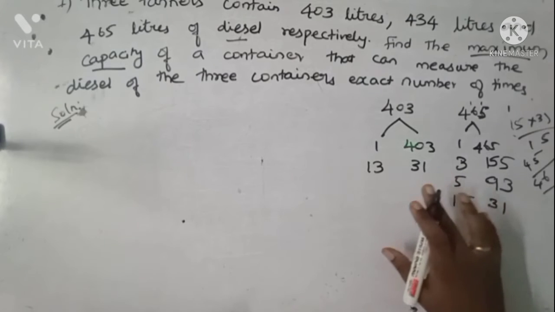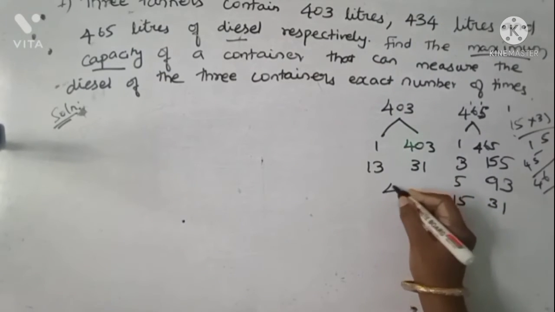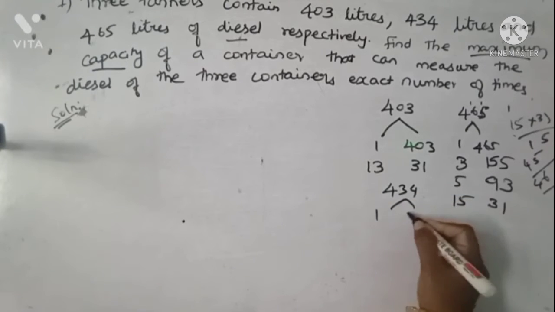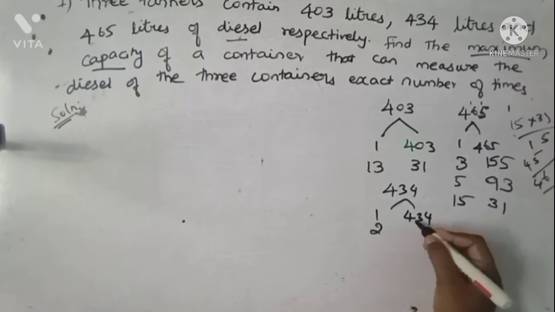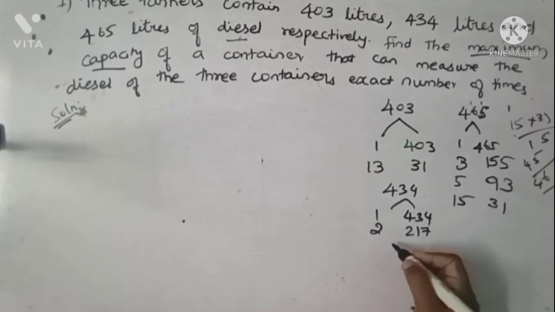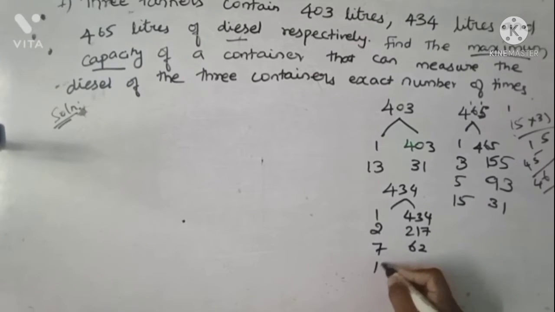The next we have to find for 434. So 434, what are the factors? 1 into 434, and then with 2 tables, 2 into 217, and then with 7 tables, 7 into 62, and then with 14 tables, 14 into 31. So let us write down all the factors.